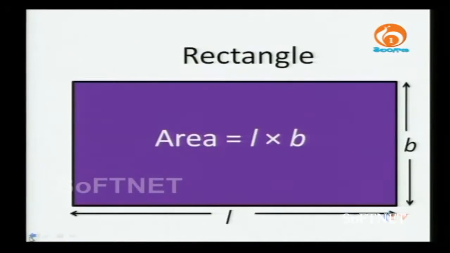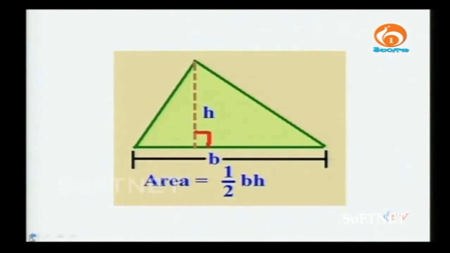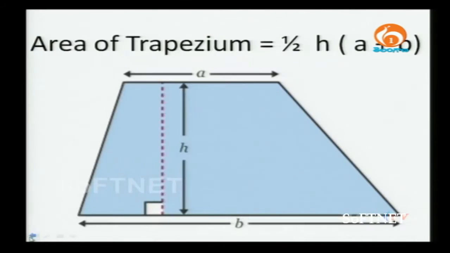If we observe, the figure on the screen is a rectangle whose area is L into B. Likewise, the next one on the screen is a triangle whose area is half into base into height, which we write as half BH. And the area of a trapezium is half H into A plus B. In this we can observe that H, A and B are unknowns.